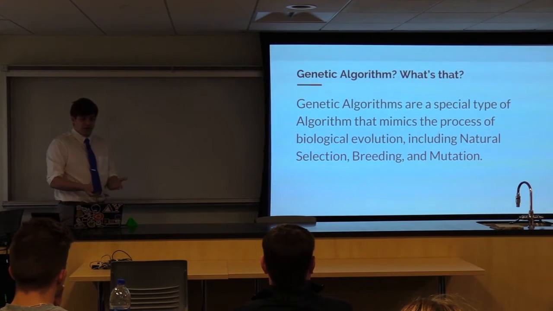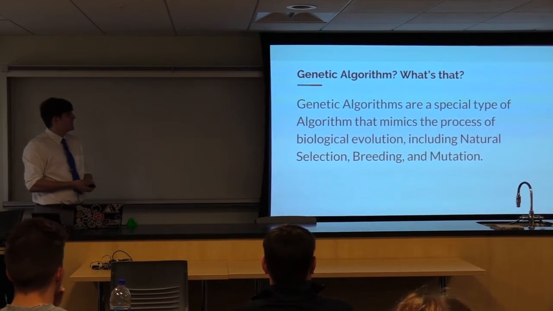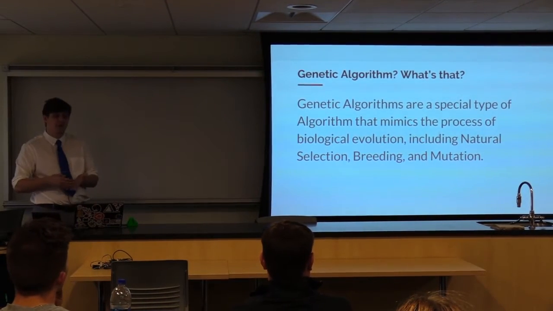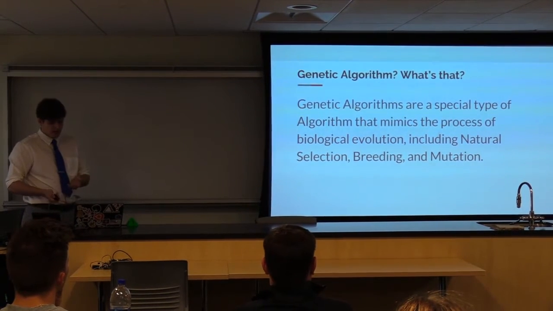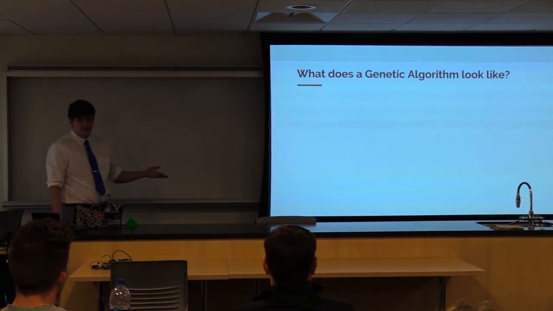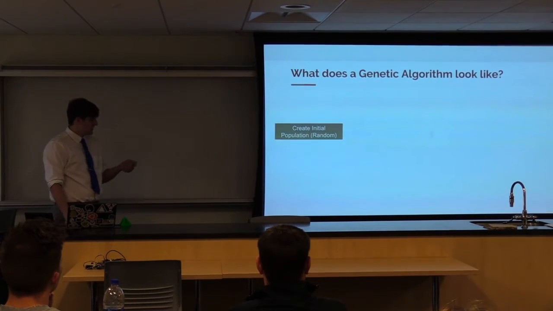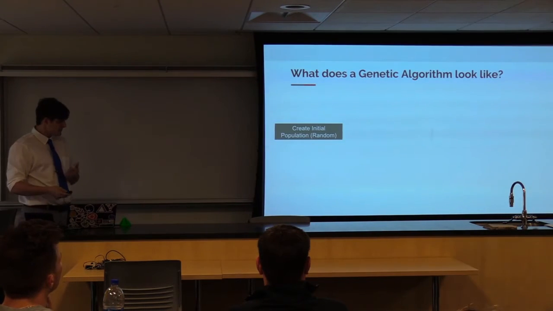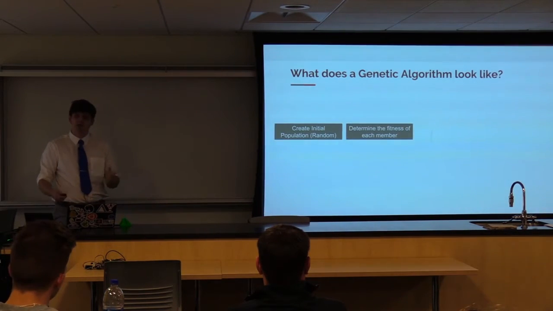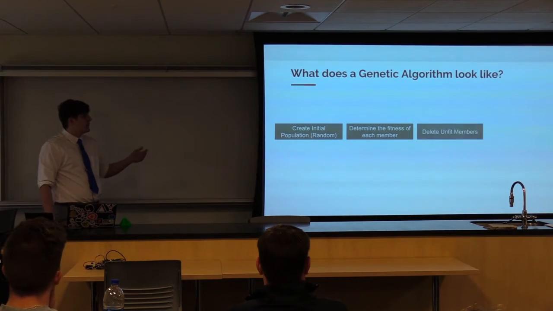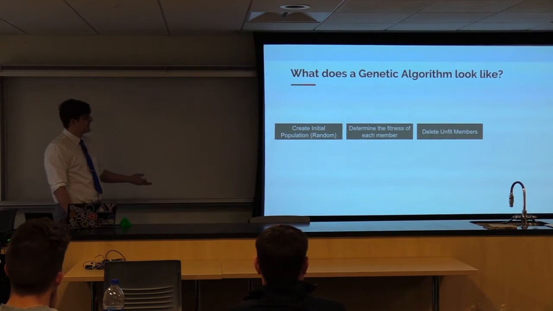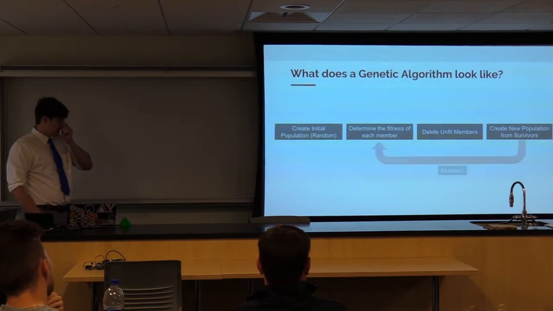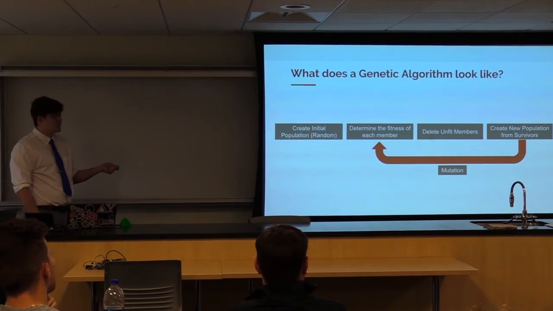So I mentioned that I used evolution. So the way you do that in computer science is through something called a genetic algorithm, which mimics evolution through the process of natural selection, breeding, and mutation. And I have a handy flowchart just to describe how this actually works. So you create an initial population of some type of data. In my case, that would be buildings. And from that, you determine how well each one does. And then you have a hawk come through, which in this case, you just delete the unfit members. And you create a new population from the surviving members. And then again, this process is repeated with random mutation thrown in.